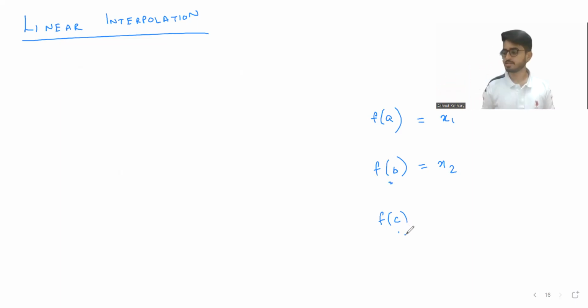So the formula for this is more general. My task is to find the value of the function fx, given that I know the value at point x1 and I know the value at point x2. So this is the formula.